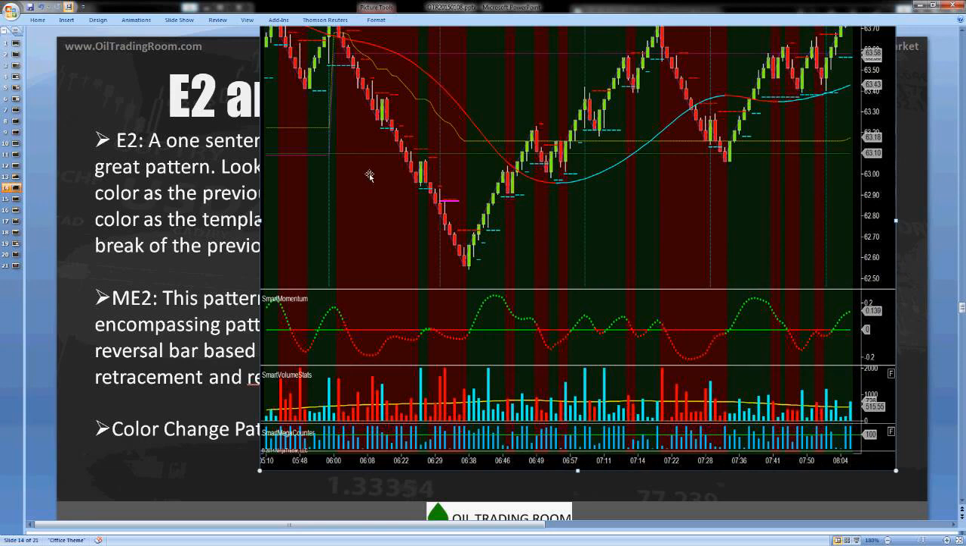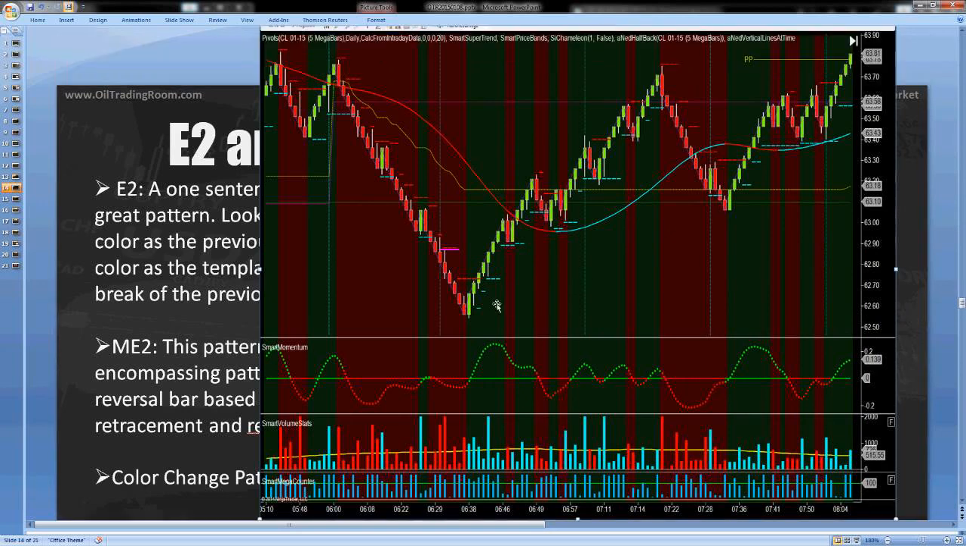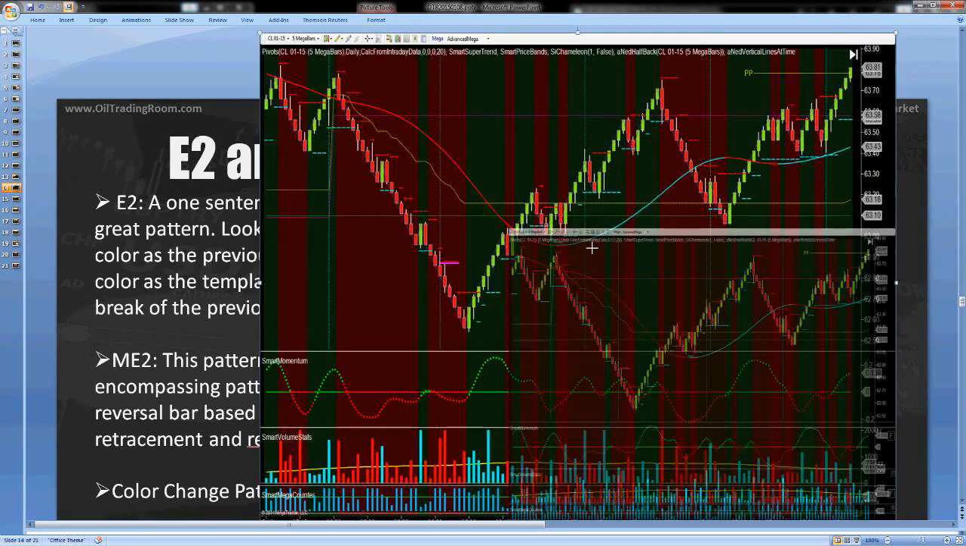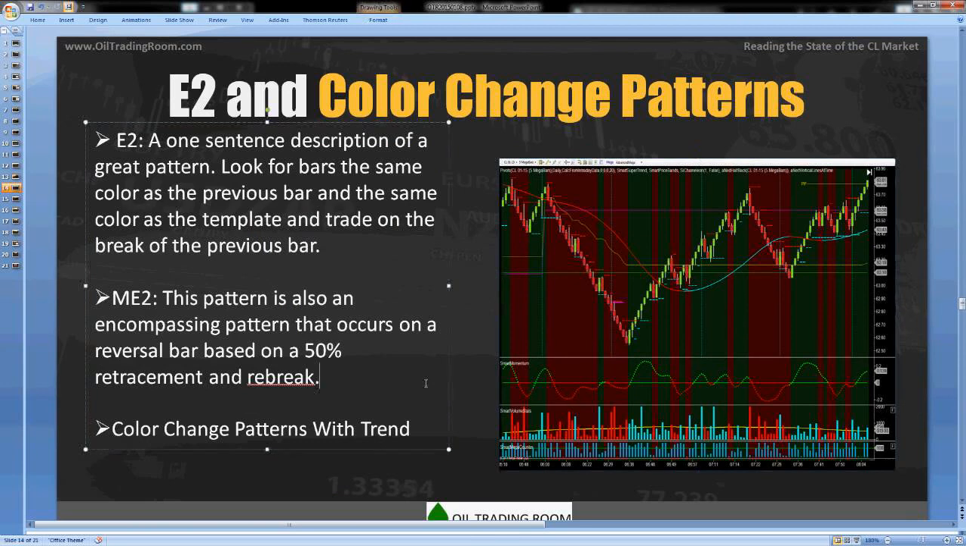That, of course, would be a counter trend trade, which some people in the room do, using megabars specifically for entries on counter trend trades at key areas of support and resistance. We'll discuss some of that a little bit later. So let me read over that again. This pattern is an encompassing pattern that occurs on a reversal bar, based on a 50% retracement and rebreak. A reversal bar is 10 ticks tall, so it's a 5-tick test into a 10-tick bar.